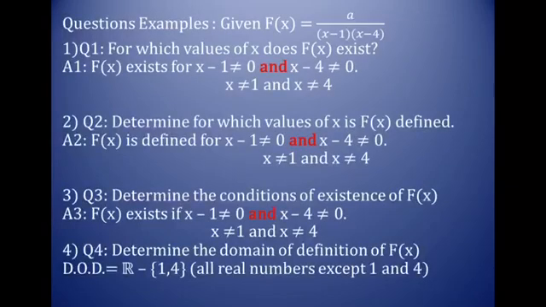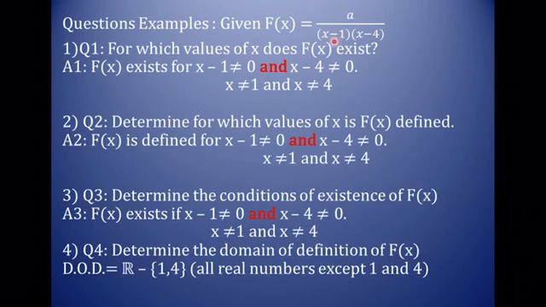Here we have some examples about questions. If you get one of these questions, here is how to answer it. For example, the first one: for which values of x does f of x exist? The answer must be: f of x exists for x minus 1 different than 0 and x minus 4 different than 0, and we continue.